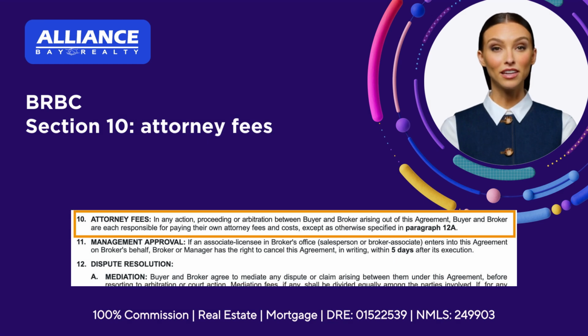Section 10, Attorney Fees. This clause says that if there is any action, proceeding, or arbitration between buyer and broker arising out of the agreement: 1. Default rule. Each side pays their own lawyer. No automatic winner gets attorney fees built into Section 10. 2. Important exception. Check 12A.